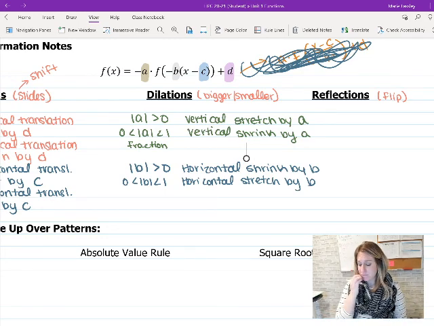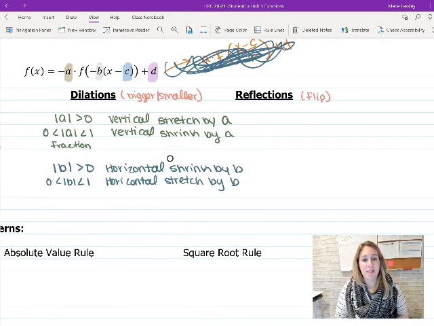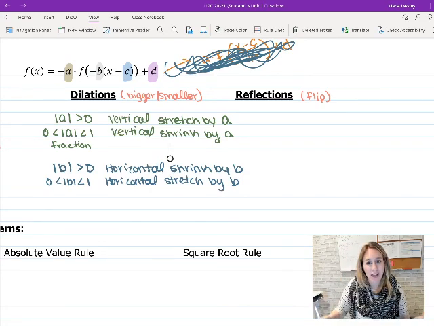Anyways, that's my rant. I get that every year, and every year I tell them, no, it's not the same. Dilating by 2 on the outside is not the same as a horizontal dilation of 2 on the inside. It doesn't work that way.